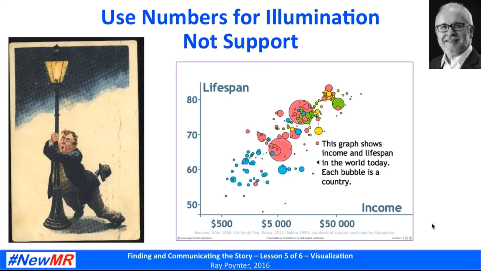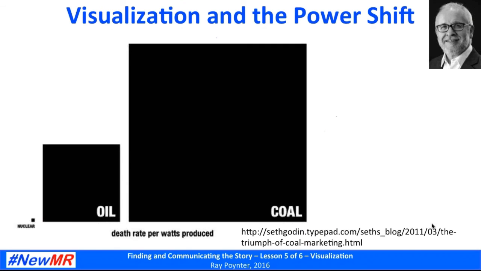Here's an example again from the Gapminder data. Almost no numbers, but it's incredibly clear. It tells its own story. Here's another example from Seth Godin. No numbers. Death rate per watts produced. Coal, oil, nuclear. He's telling a story. He's saying that we should not be worried about nuclear, we should be worried about coal.